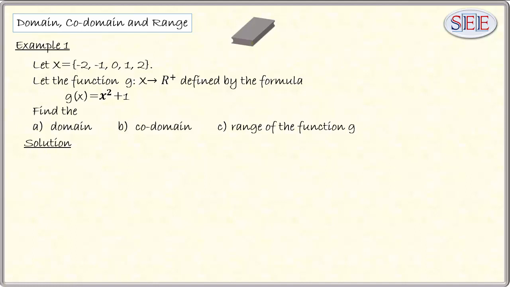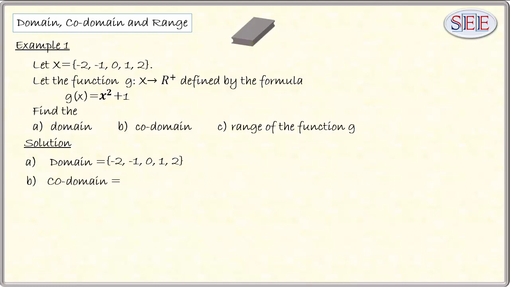Solution to this problem, starting with the domain. The domain, remember we said, is the first set. If the function maps from the first set to the second set, that first set is your domain. So the domain will now consist of those elements in set X: minus 2, minus 1, 0, 1, and 2.